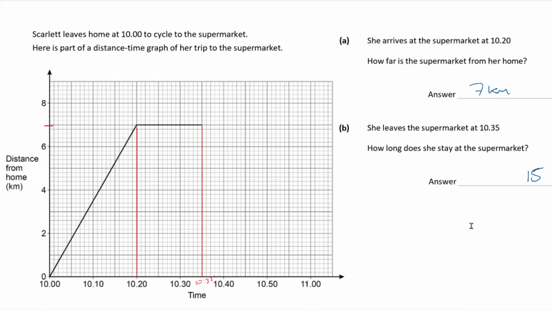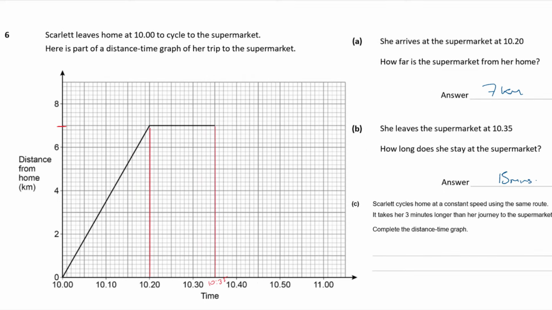She spent 15 minutes. Part C says Scarlett cycles home at a constant speed using the same route. It takes her 3 minutes longer than the journey to the supermarket. Complete the distance-time graph. Well, she took 20 minutes, didn't she, to get there? So on the way home, it's going to take her 23 minutes.